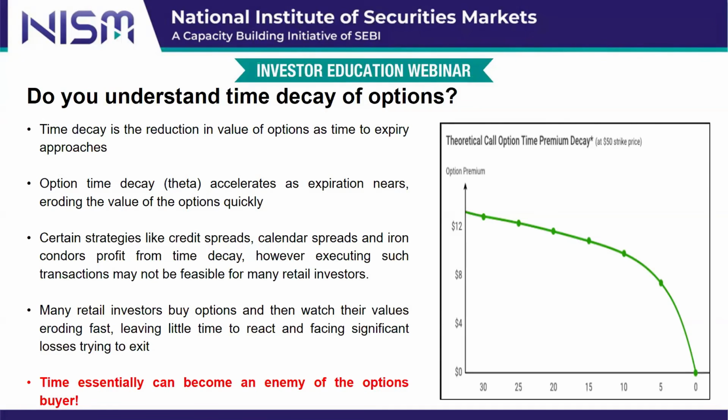So essentially what you need to understand is that there is a concept called time decay, which impacts the price of an option as they come closer to expiry, and this goes against the buyer of the option in a very big way. So time can essentially be an enemy of the option buyer. Remember, this is another risk which is involved when you're buying options. That is the theta, or the time decay, of options.